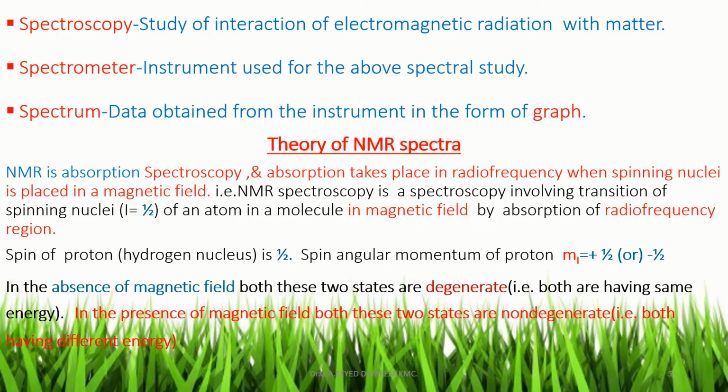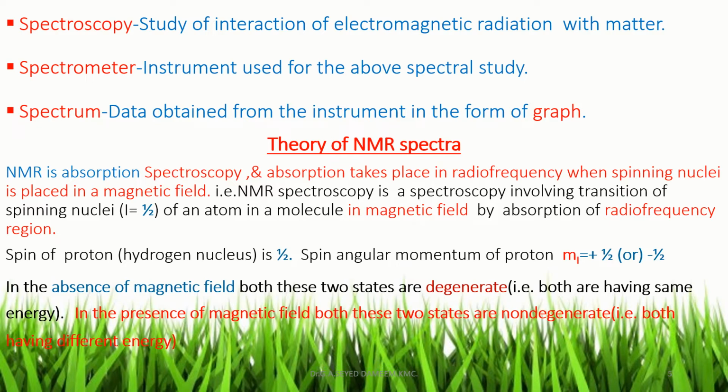Next, theory of NMR spectra. NMR is absorption spectroscopy, and absorption takes place in the radio frequency region when a spinning nucleus is placed in a magnetic field. That is, NMR spectroscopy involves transitions of spinning nuclei with I value half, of atoms in a molecule in a magnetic field, by absorption of radio frequency radiation.